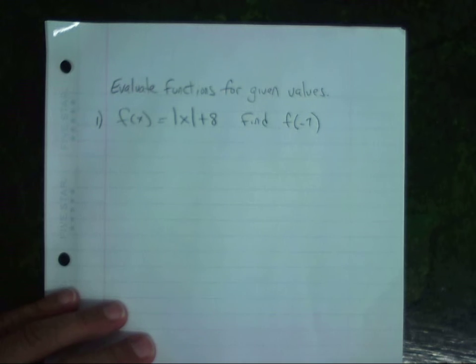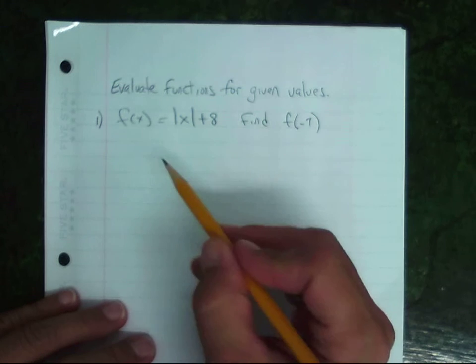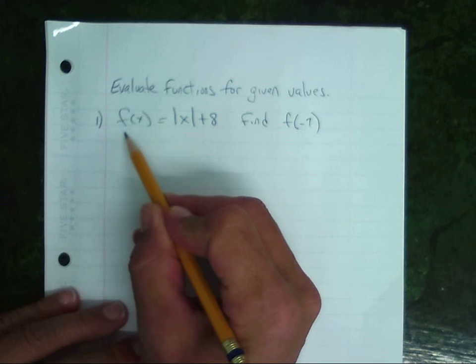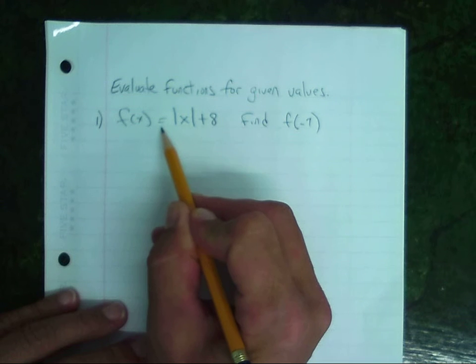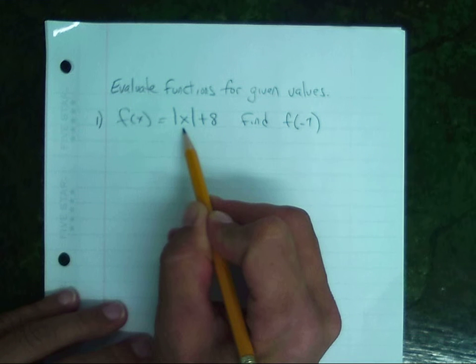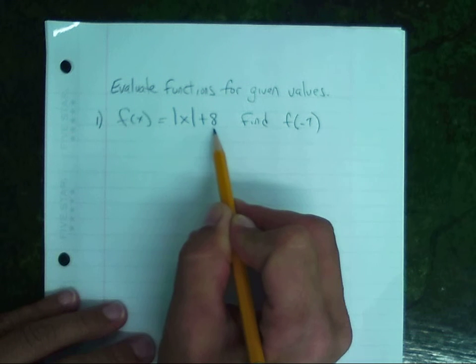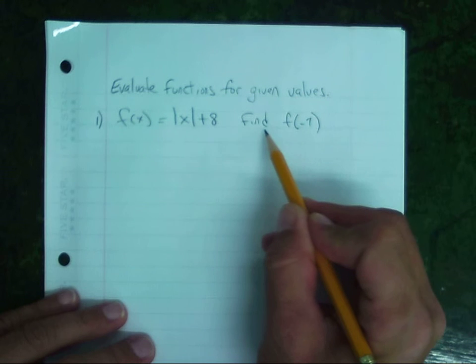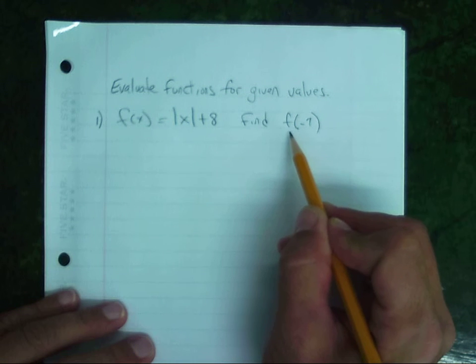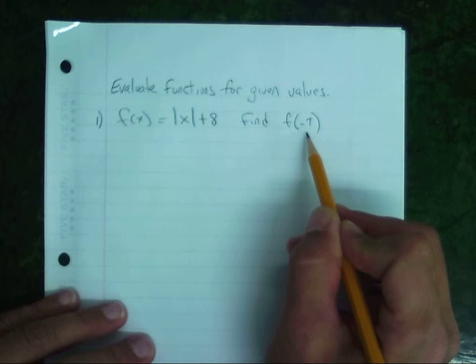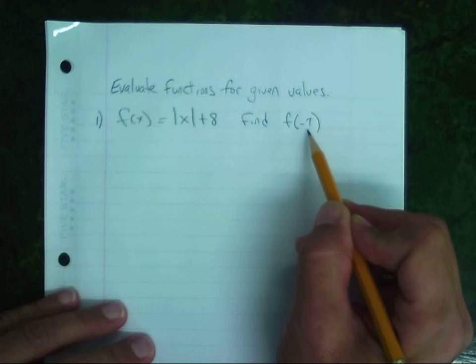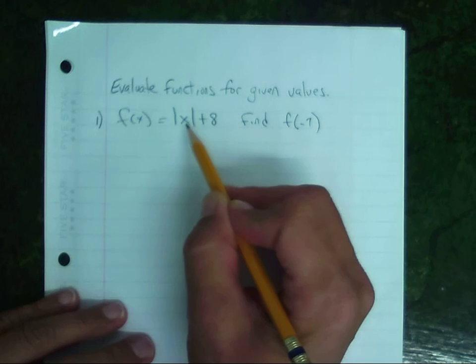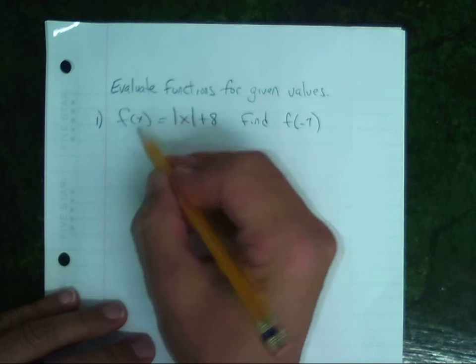In this lesson, we will evaluate functions for a given value. Our first example, we have f of x equals the absolute value of x plus 8. This is a function. We want to evaluate that function when x is -7. So you take that -7 and replace it for the x.